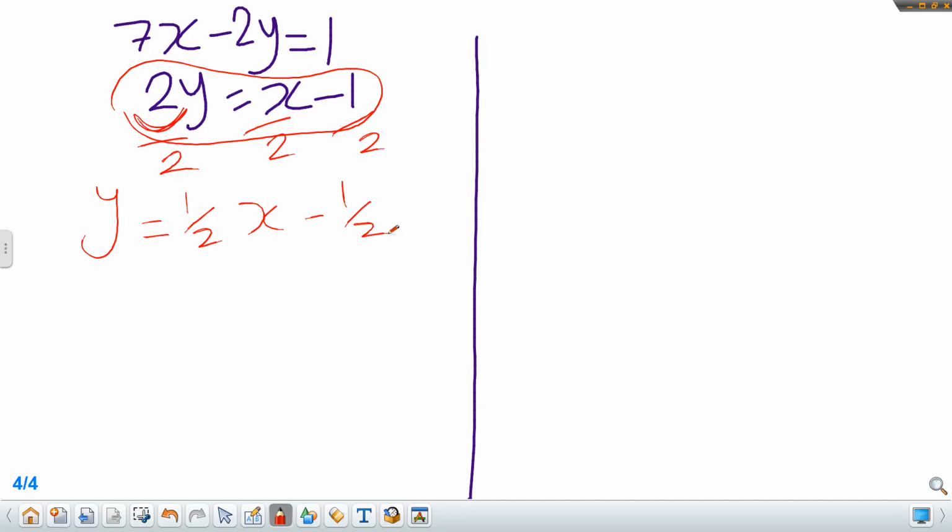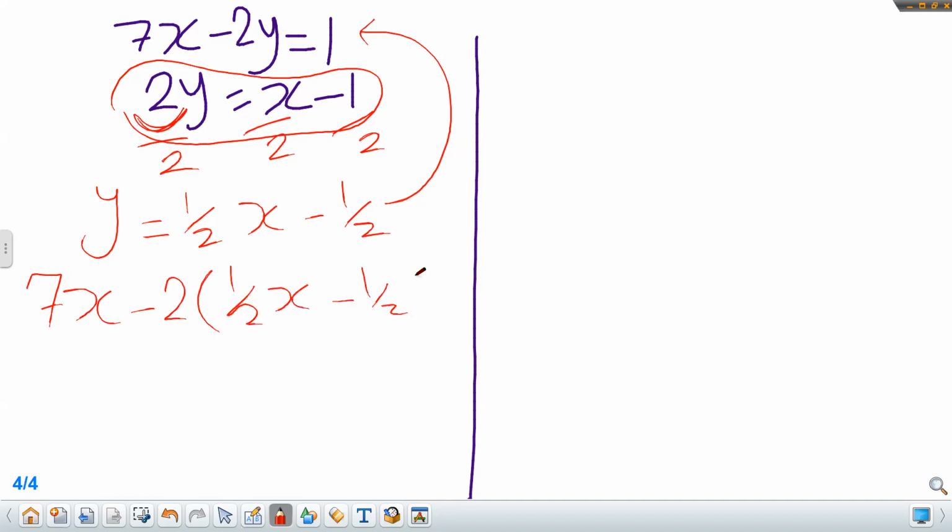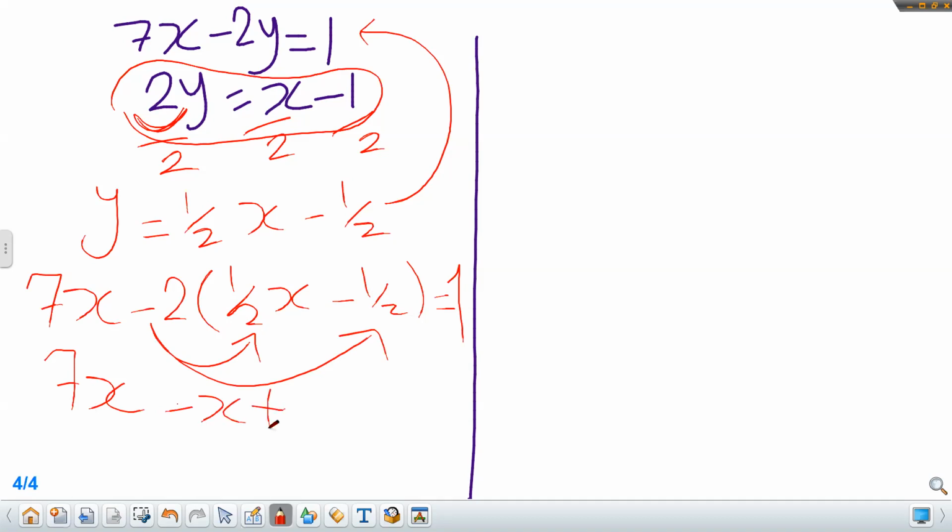Take it to substitute in the first equation. Then 7x minus 2, remove y to be half x minus half, equals 1. Then distribute negative 2 to each term. Then 7x, negative 2 times half will be negative x. Then negative 2 times negative half will be positive 1.